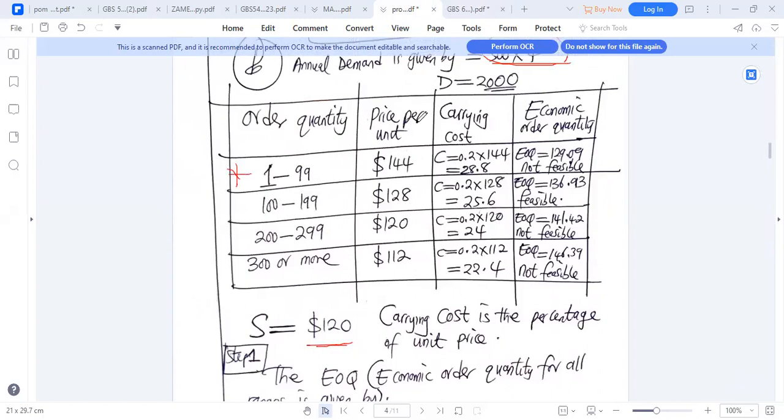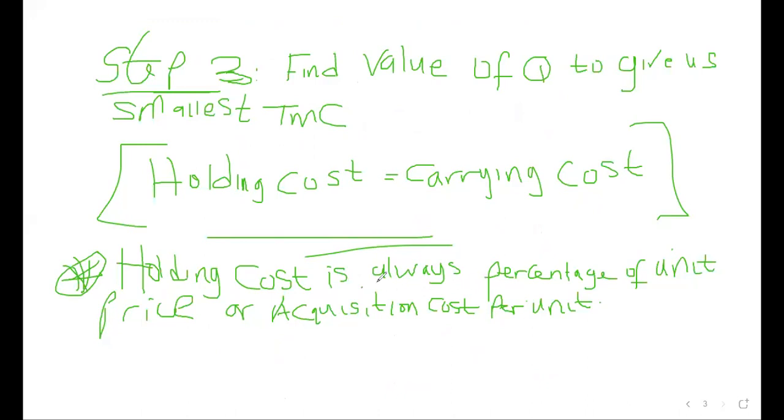The price was $144 per unit. When you order 100 to 199, the price was 128. You order 200 to 299, it is $120. 300 or more is 112. Carrying cost is a percentage of unit price or acquisition cost per unit. So this is why we always have the holding cost as a percentage of unit price or acquisition cost per unit.